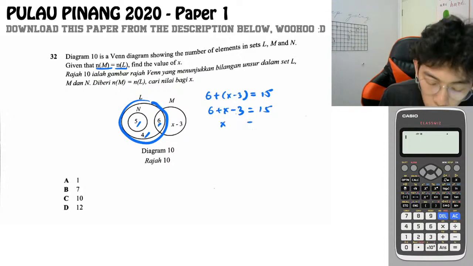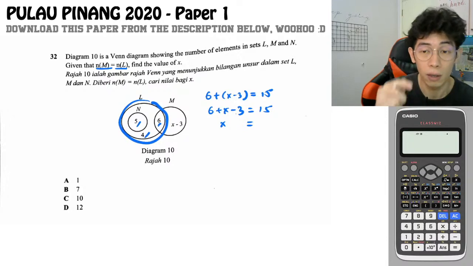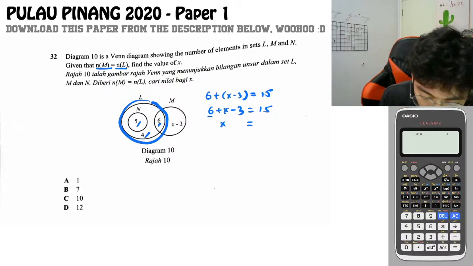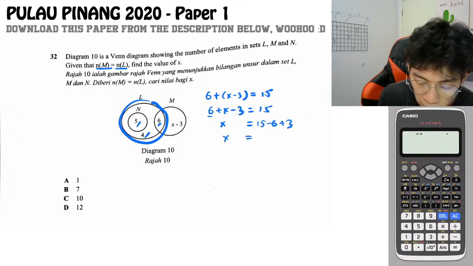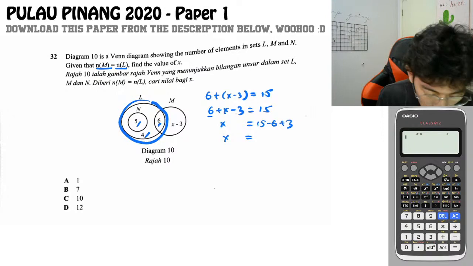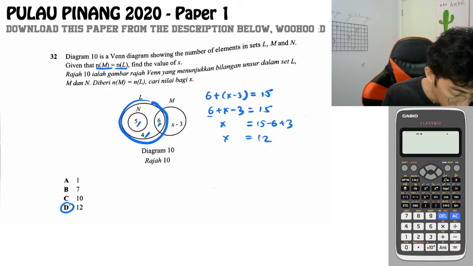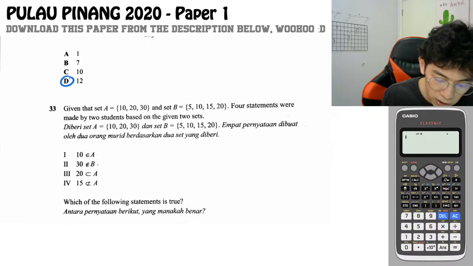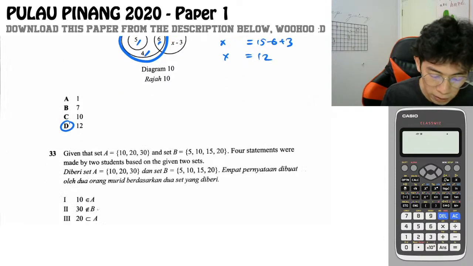So weak students, you can do it. You check through this, and if you don't understand, ask me. If I didn't reply, ask me again, okay? So 6 bring over, 15 minus 6 plus 3, x equals to 15 minus 6, you get 9 plus 3, 12. Okay, answer is D. Okay, next. Question 33 in the paper. Just be careful when you take L, you just look at L. Don't care about whether it intersects or what.